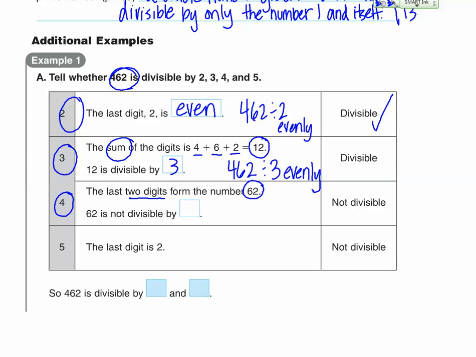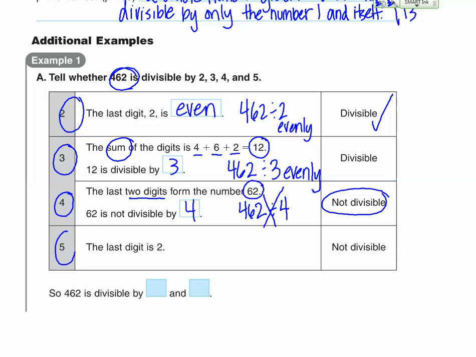What you have to know for this one: does 4 go evenly into 62? Well, let's count from 40s. We know 4 goes into 40, so it'd be 40, 44, 48, 52, 56, 60, 64. It is not divisible by 4, and so what we know is that 462 cannot be divided by 4 evenly.